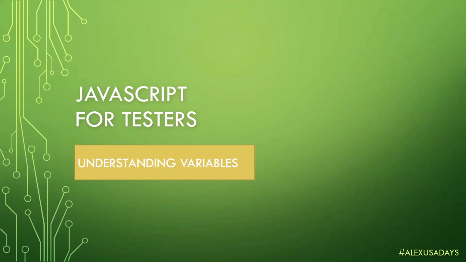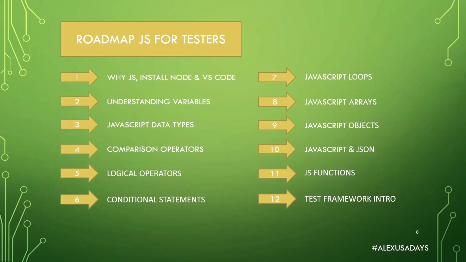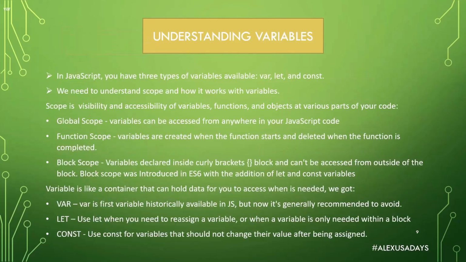Hey everyone, this is Alex usadays. So today we're continuing with JavaScript for testers, and we need to understand variables. Now this is module 2, and from here we will move into JavaScript data types. So in order to understand variables, we will also have to talk about scope and get some general understanding of the scope, even though it is a more complex concept, right?